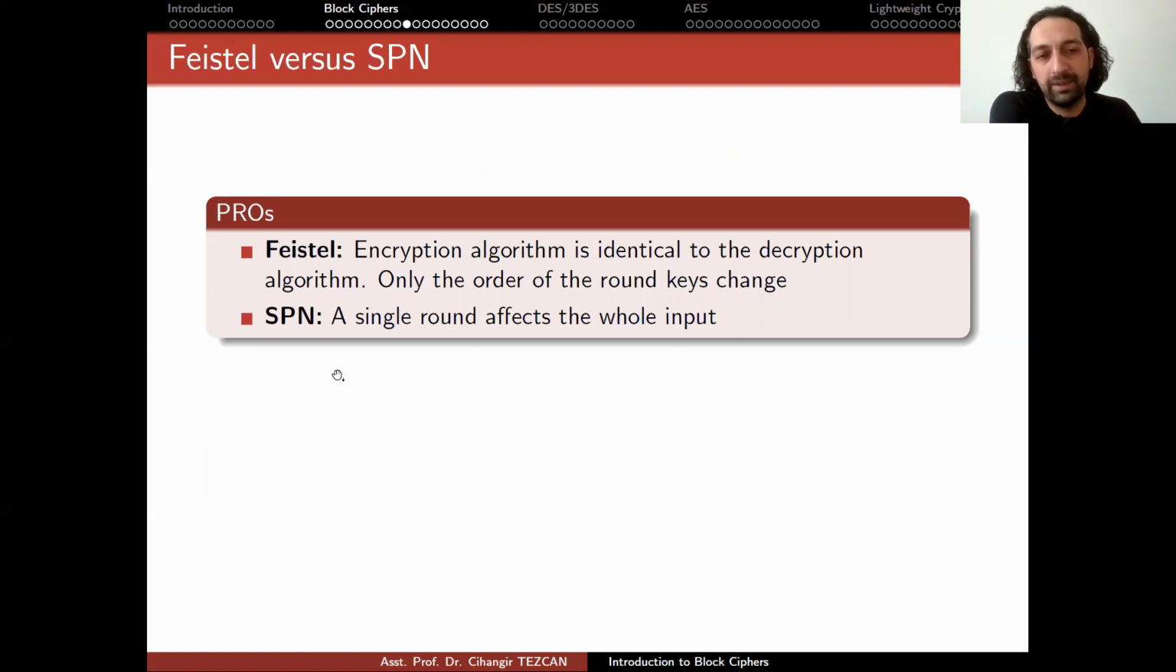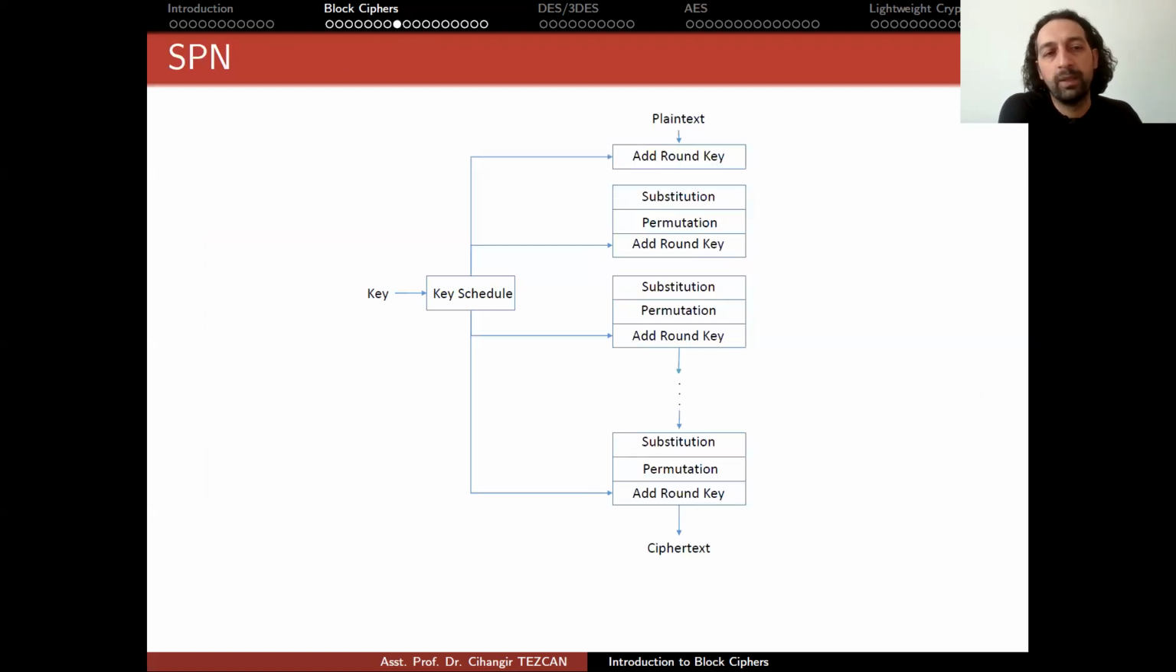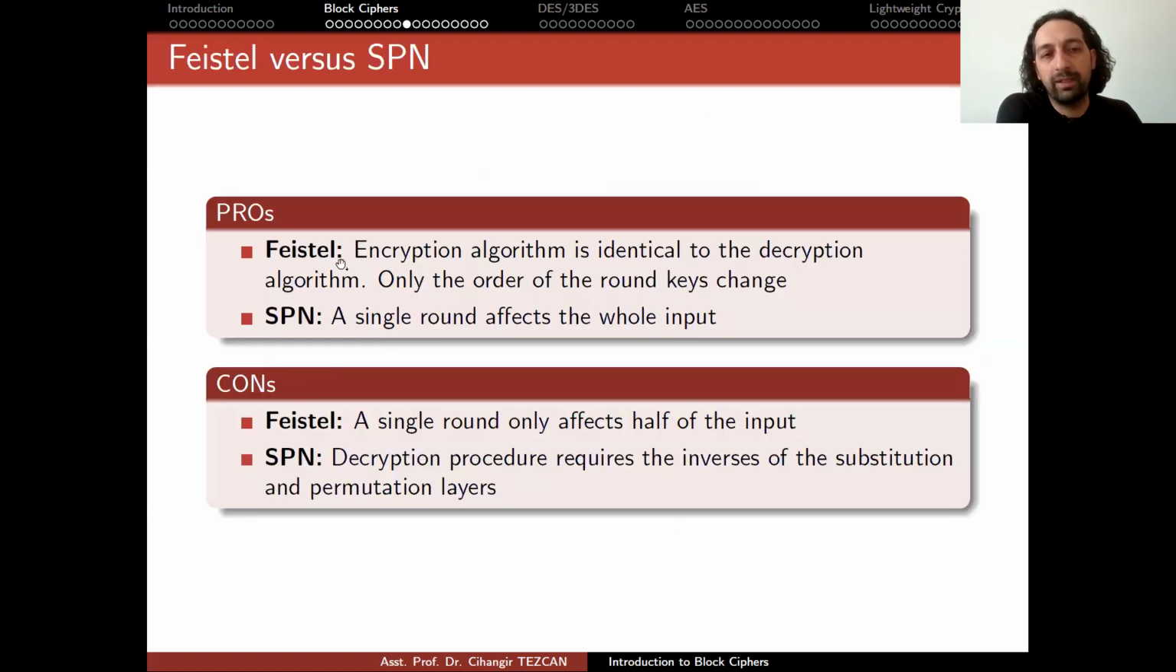But the pros of SPN are as follows. A single round affects the whole input because you perform the diffusion and confusion layer on the whole input. So the cons are actually the complement of these definitions. For the Feistel style, a single round only affects half of the input, so the diffusion and confusion might take more rounds to show themselves.